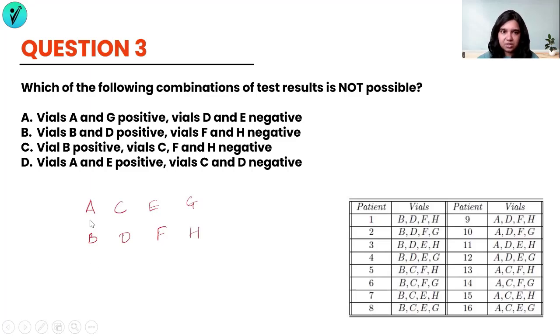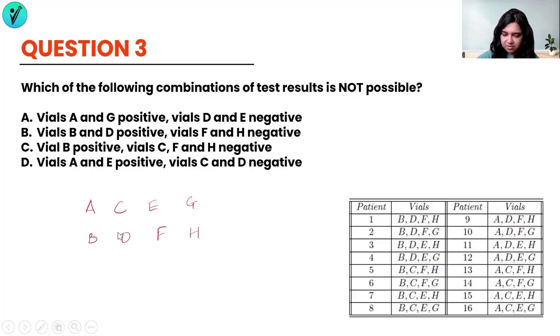Let's see if this helps us out. D and E, can D and E be negative? Yes, they can be negative. Can B and D be positive at the same time? Yes, they can. Can A and G be positive at the same time? Yes, they can. While B positive and C, F, and H negative, this is also fine. Whilst A and E positive and C and D negative.